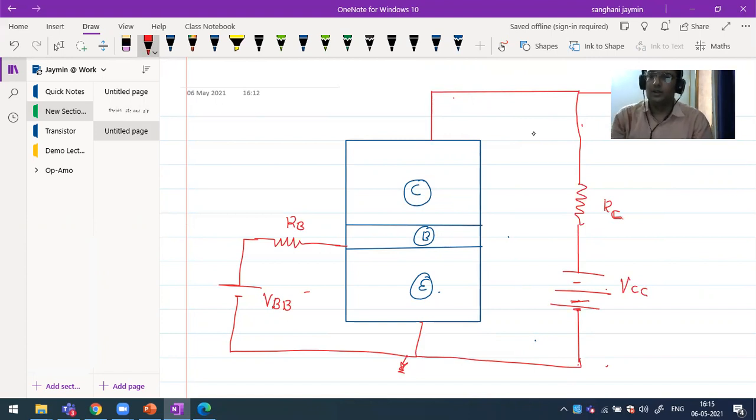The emitter is common between base and collector. See here very carefully: why? Because this is the common emitter configuration. In normal transistor operation, the collector base junction is reverse biased. But whatever operation is present here includes the emitter. Assume that this is 50 electrons; these electrons are transferred via the emitter.